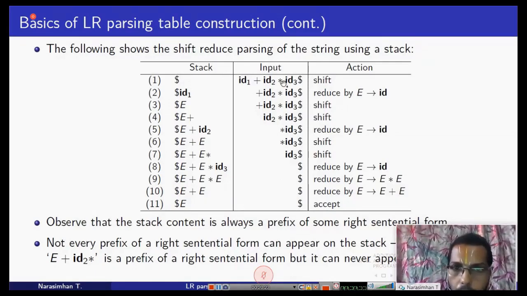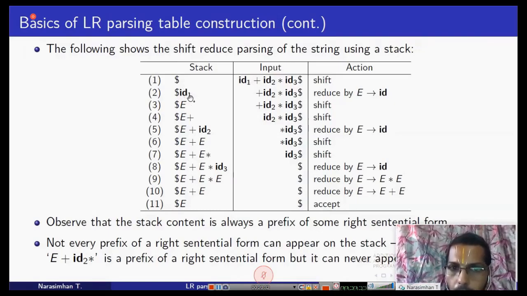The first action is a shift action. You shift ID1 into the stack. You find that ID1 is a handle, so you reduce using the production E gives ID. So ID1 is reduced to E. Now you perform a shift operation, so plus will be shifted. Again you perform a shift operation, ID2 will be shifted. Now ID2 happens to be a handle. You reduce using the production E gives ID, giving E plus E in the stack.